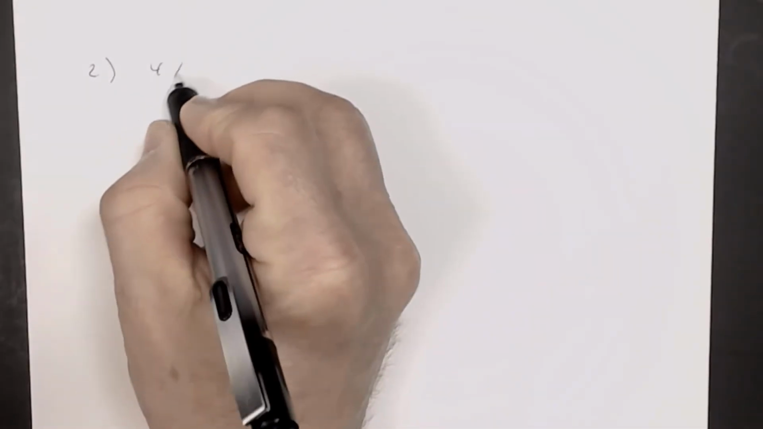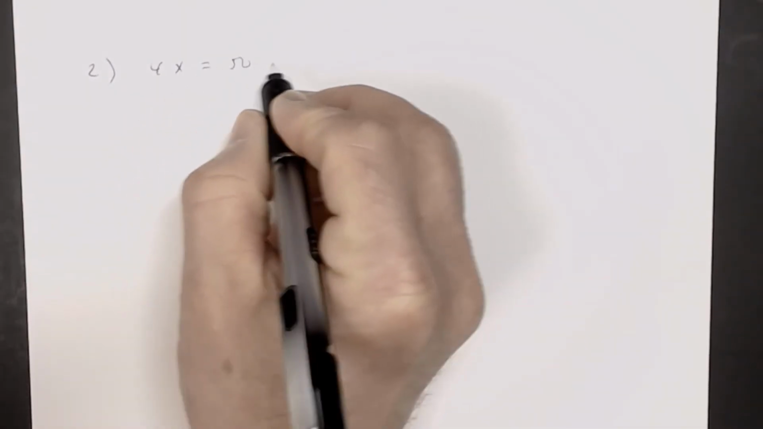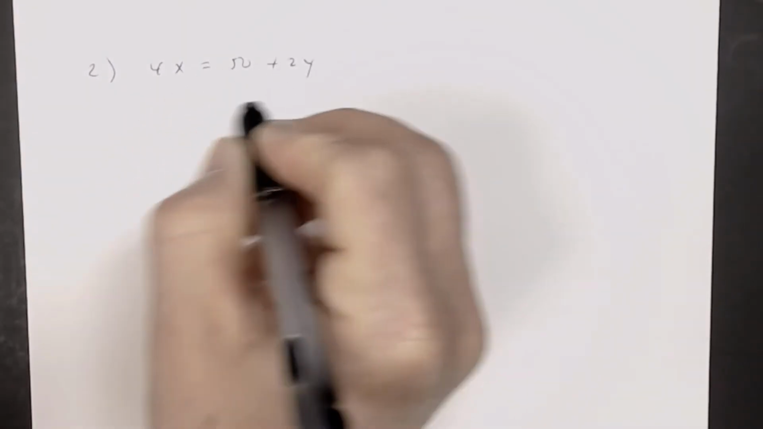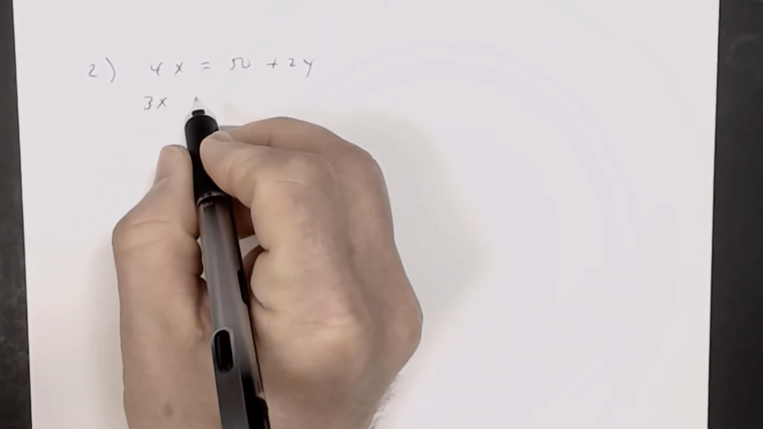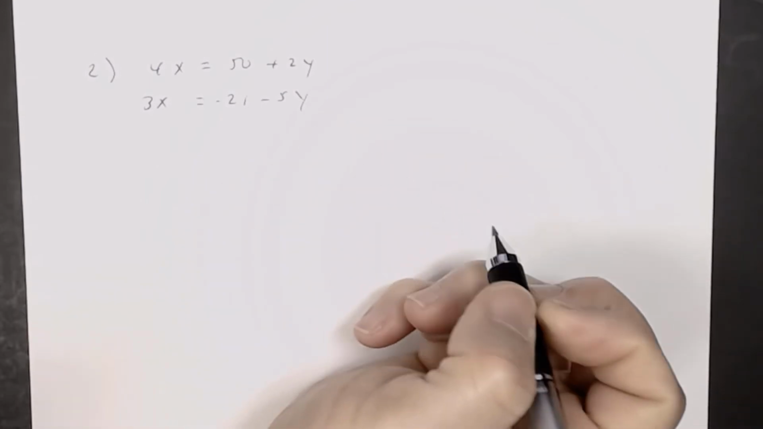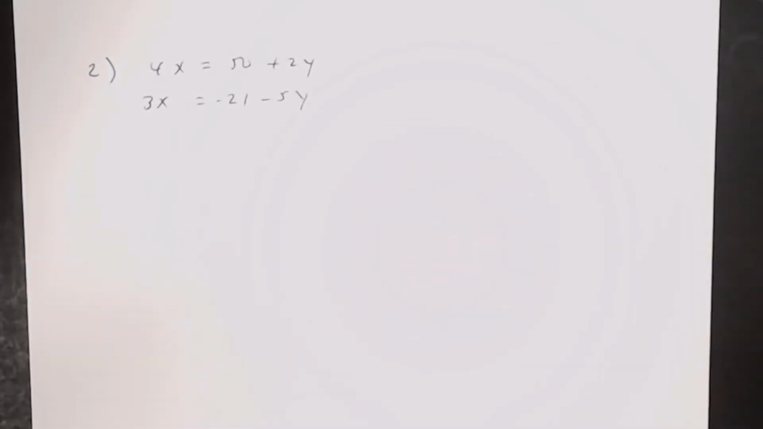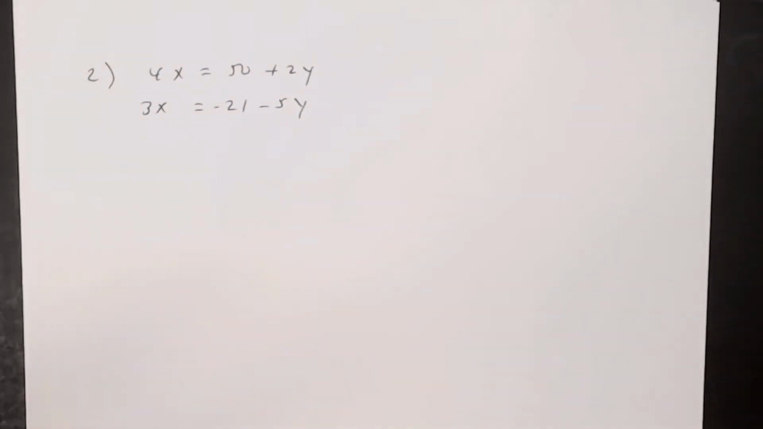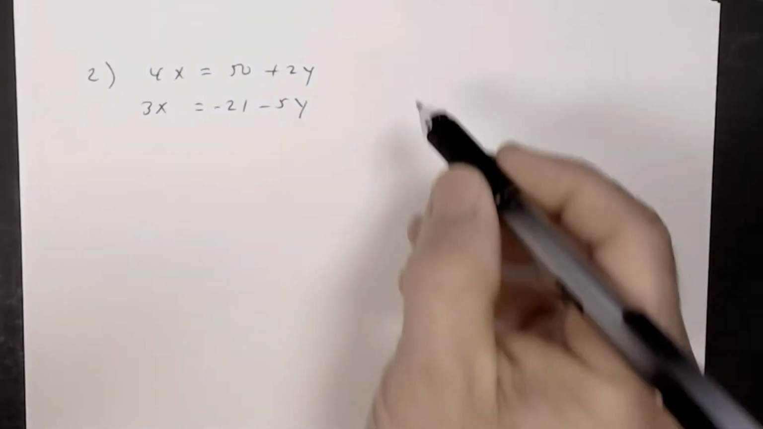All right, let's look at number two. Let's suppose in number two, I had this. Let's suppose we had 4x equal 50 plus 2y, and then 3x equal negative 21 minus 5y. Okay, so I'm going to go ahead and do this one by elimination.